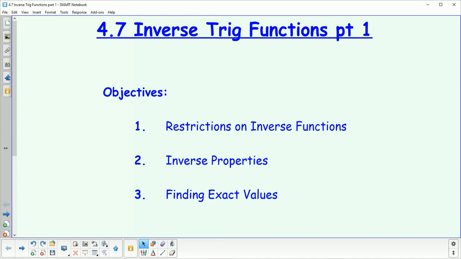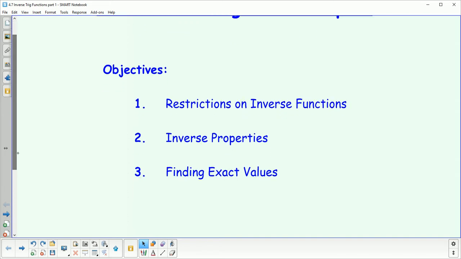Alright, pre-calc, here we go with 4.7, inverse trig functions, part 1. So we're going to talk about how we get inverse trig functions and then remind ourselves for functions to exist, they have to have only one x value for a y value, so we need to restrict to make them one-to-one, and then we'll talk about the properties that will create those functions, and then how to find the exact values within those parameters that we're going to create.